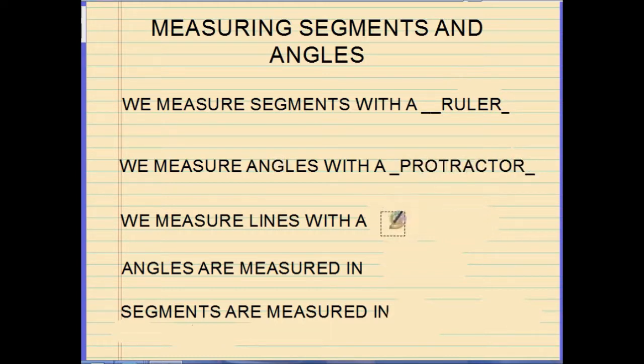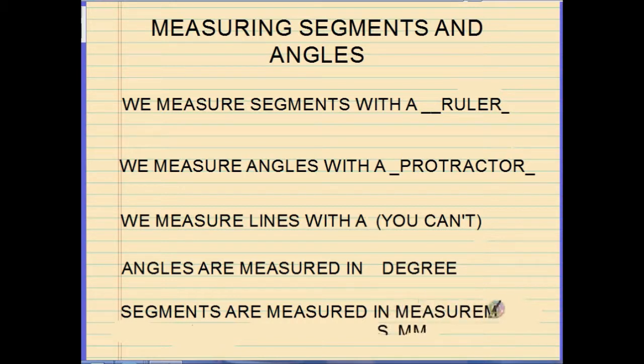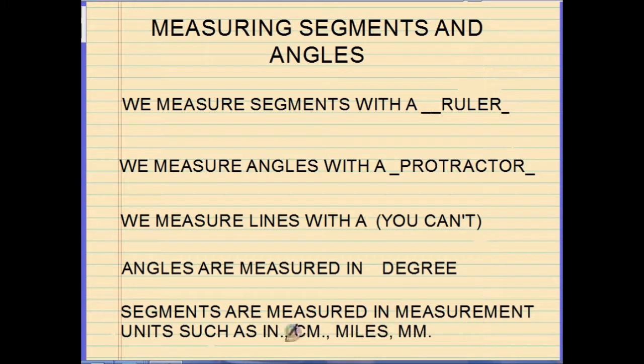We measure lines with a what? What do you think lines are measured with? You can't measure a line. If you remember from section 1-1, lines never end. They go in two directions forever, and you can't measure forever. Angles are measured in degrees. Segments are going to be measured in measurement units such as inches, centimeters, miles, and millimeters.